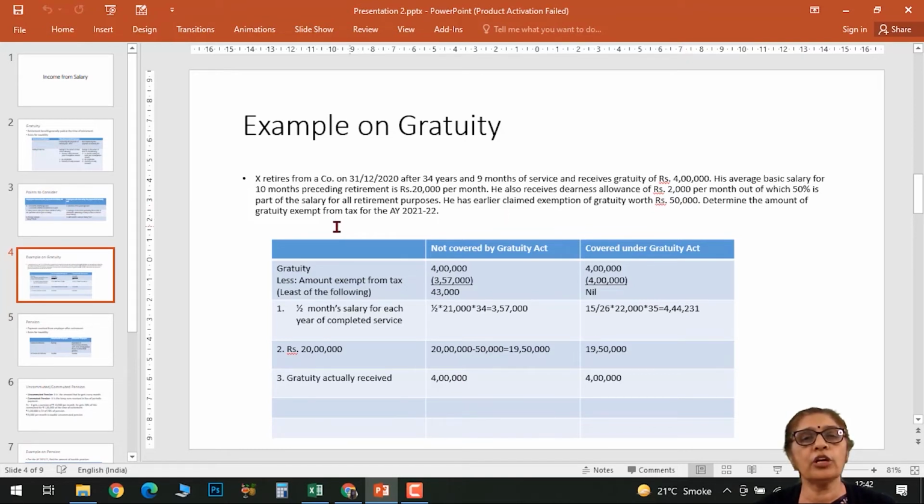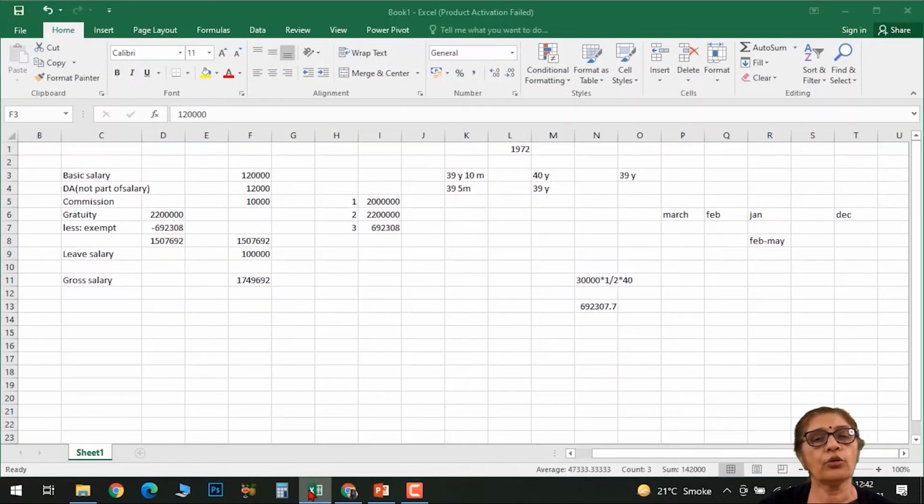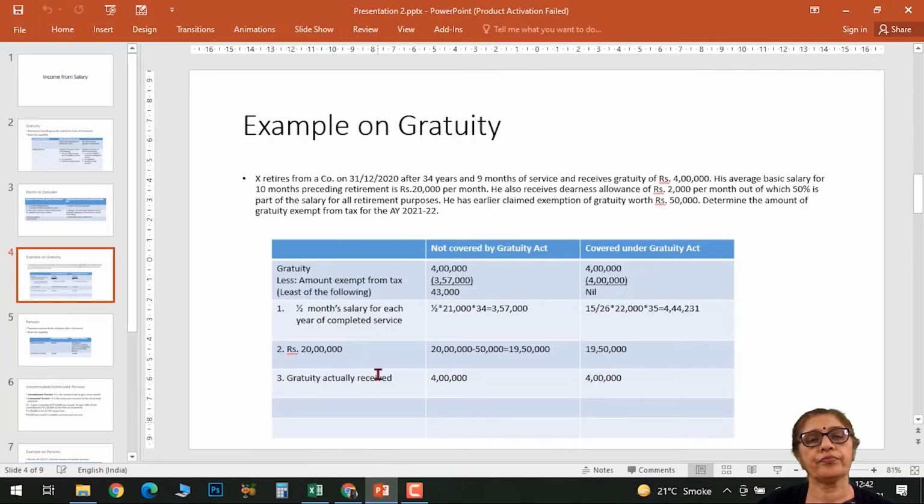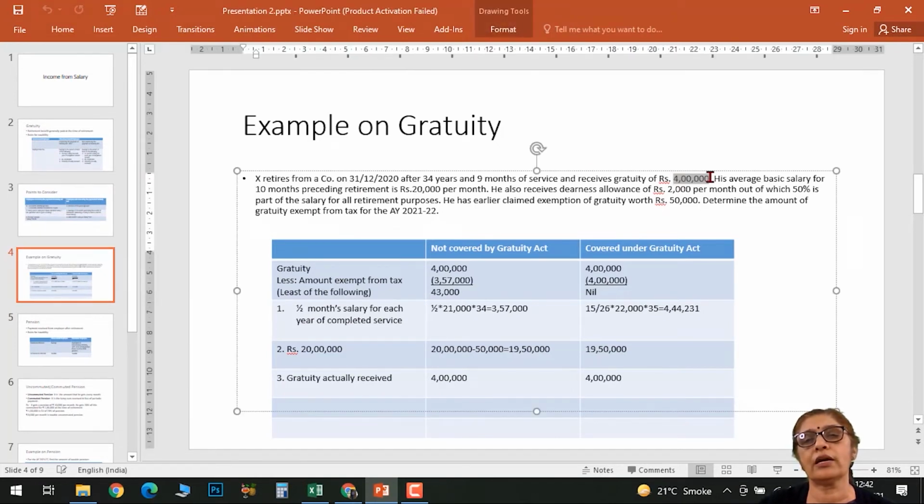Now, if you want to find out the amount of gratuity exempt from tax for both the cases, if you are not covered by the Gratuity Act, and also if you are covered by the Gratuity Act, how do we go about it? Your basic question would continue like this. You first have basic, you have DA, then you have gratuity. For gratuity, we want to find out the taxable amount. Now, as per the question, you receive a gratuity of 4 lakhs. So we have actual gratuity 4. You may or may not be covered by the Gratuity Act. Actual amount remains the same.